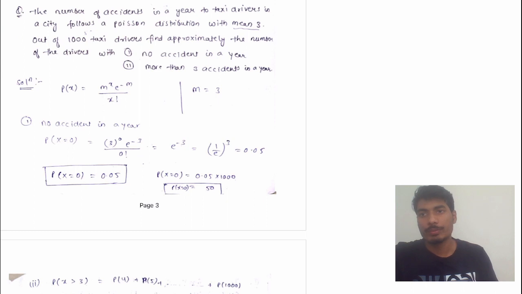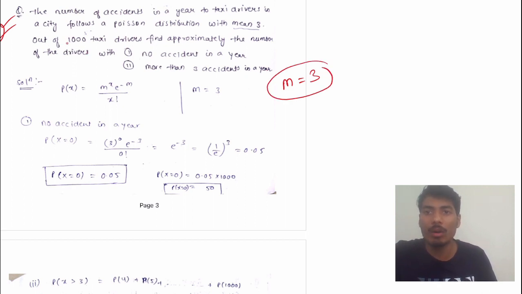Now question number 2. The question is: the number of accidents in a year to a taxi driver in a city follows a Poisson distribution with mean 3. Here they directly give the mean, meaning m equal to 3. Out of 1,000 taxi drivers, find approximately the number of drivers with no accident in a year. No accident in a year means x equal to 0. And more than 3 accidents in a year means x greater than 3.